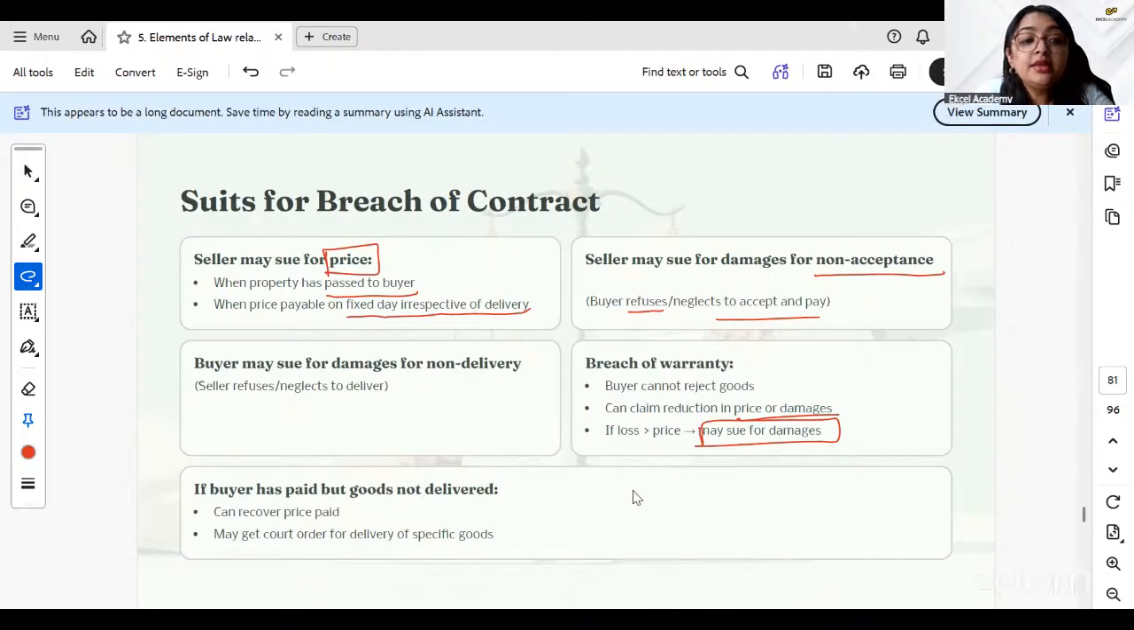If the buyer has paid but the goods are not delivered, there are two things that you can do. You can either recover the price that is paid or get a court order for delivery of specific goods. So this is when it comes to bigger items. Let's say, for example, you use quick e-commerce platforms like Blinkit, Swiggy Instamart, or Zepto. Let's say you have ordered 10 items and one item is not delivered. When you reach out to their customer support, they will give you two options: we will either refund the amount for that one particular item, or if you want delivery, we can do the delivery as well.